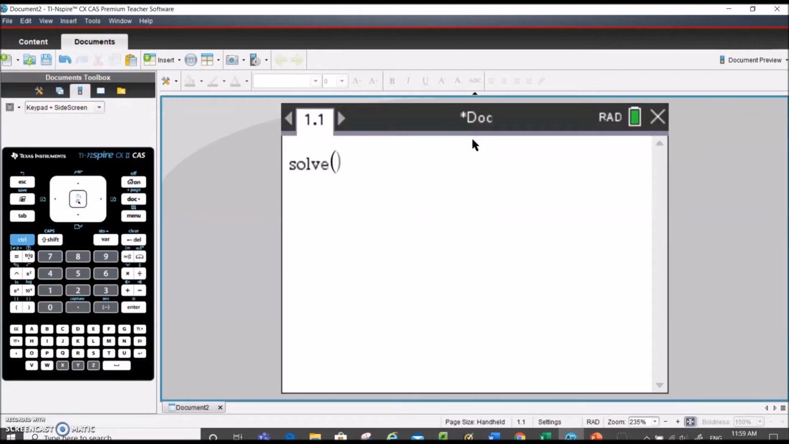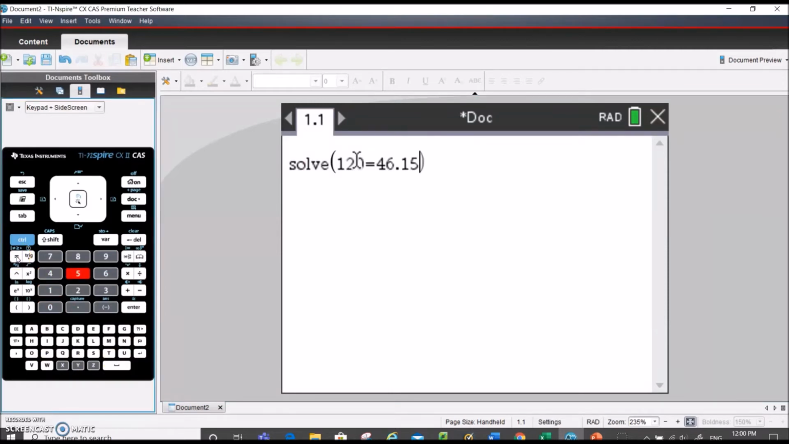Now we need to tell it what we're trying to solve. So we're trying to solve 120, which equals, when I find where the equals button is over there, 46.15 plus 2.73 and times by t. That's what we're trying to solve, but we have to tell it what we want to solve. We want it to find t, so we use the comma t, and that means we solve that for t. Close your brackets off, press enter, and it tells us that t was 9.55.